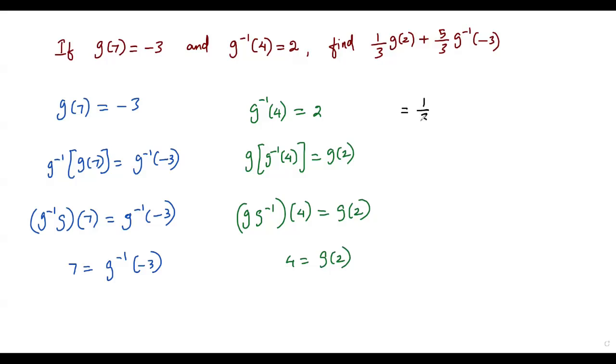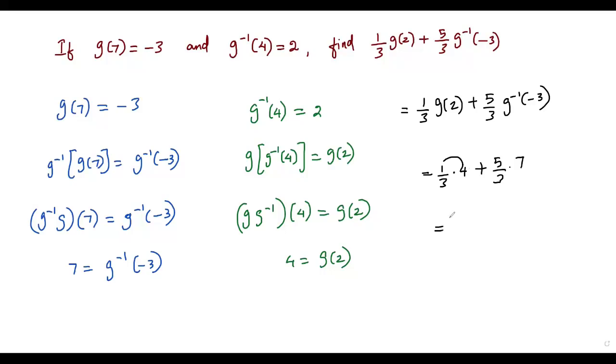So that is one third of g of 2 plus 5 thirds of g inverse of negative 3. Okay, so one third of the value of g of 2, just now we got it, that is 4. We can plug in 4 for this one. So one third times 4 plus 5 thirds. And the value of g inverse of negative 3, we got it, that is 7. We can plug in 7 for this one. So 5 thirds times 7.